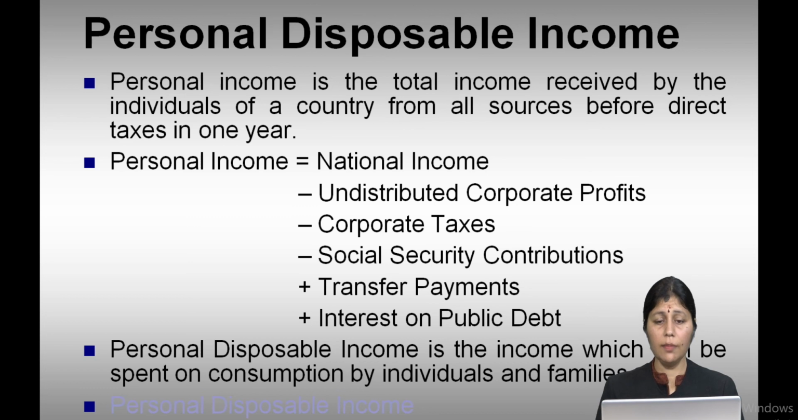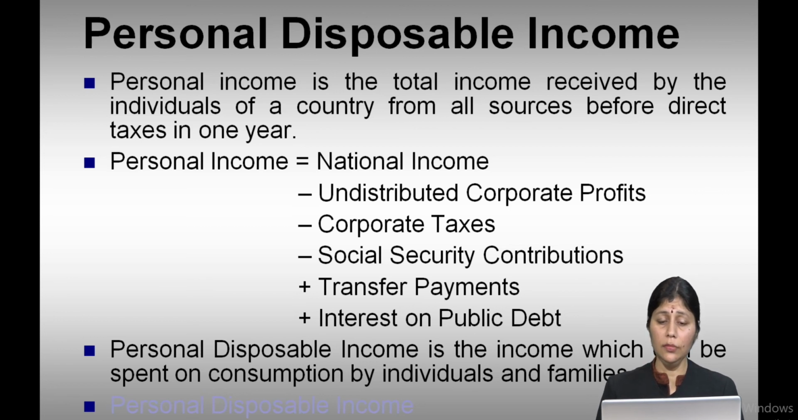There is one calculation method by which you calculate personal income. The method is this: the national income minus undistributed corporate profits minus corporate taxes minus social security contributions plus transfer payments plus interest on public debt. So, these are all related terms which will be helpful to calculate personal income.